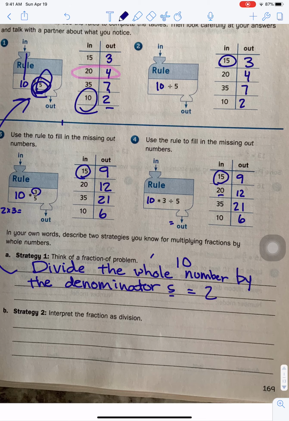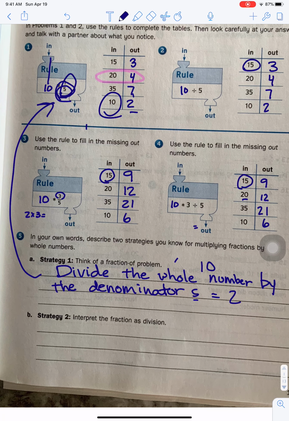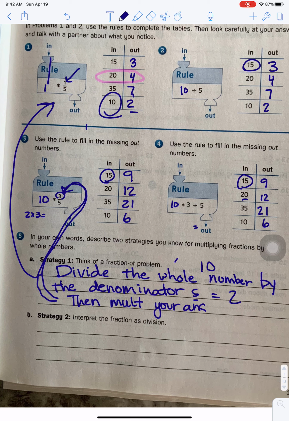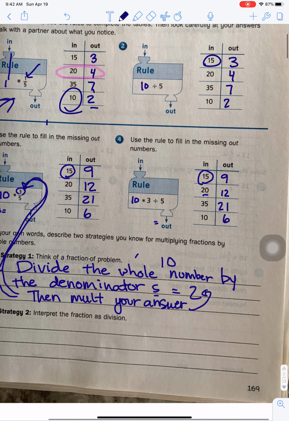Now, in this case, we would have to also multiply the numerator. So in this case, up here, the numerator was 1. But in this case, the numerator is 3. So then, in this case, we have to multiply your answer, which in this case the answer was 2, by the numerator.